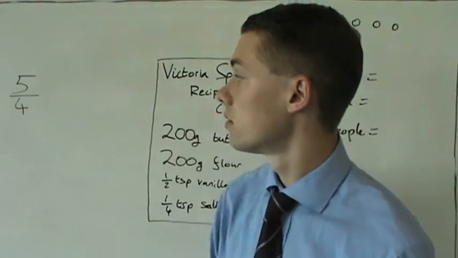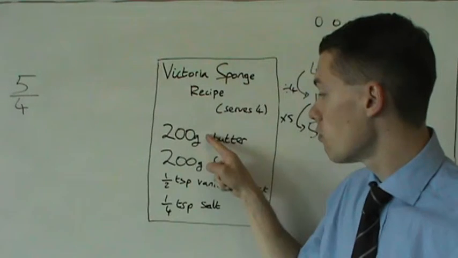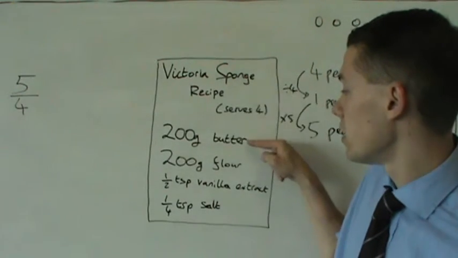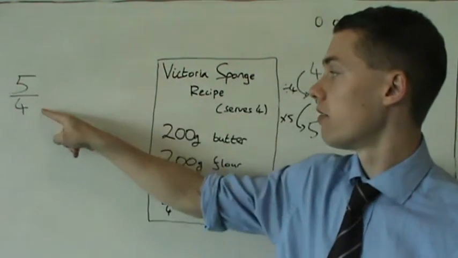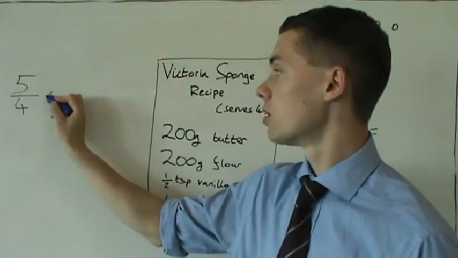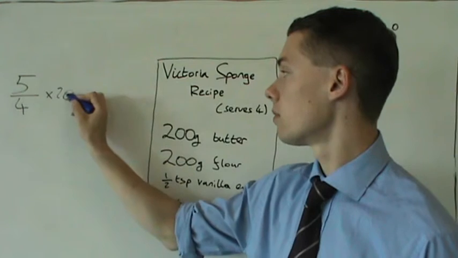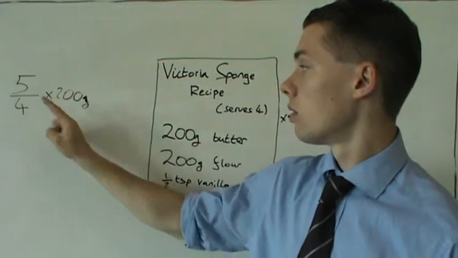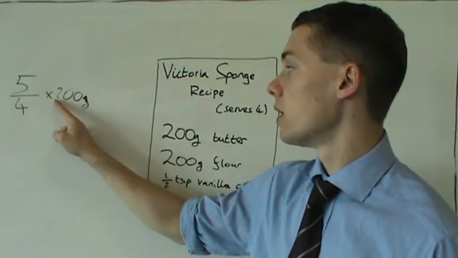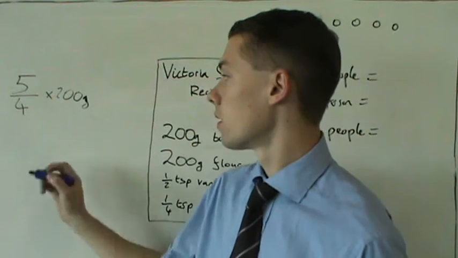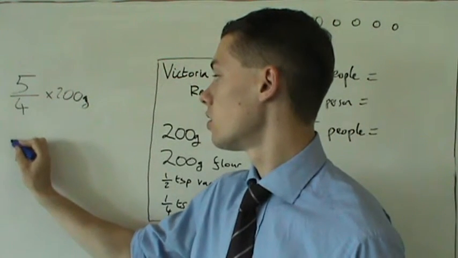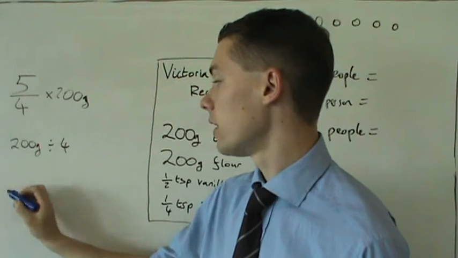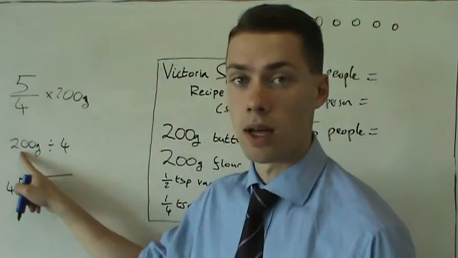5 quarters. So to get our new recipe, which should serve 5 people, we need to multiply these ingredients by 5 quarters. So it's going to be 5 quarters multiplied by 200 grams to start off with. Now, we start by doing 200 grams divided by 4. So you put the second number on the outside and the first number on the inside.